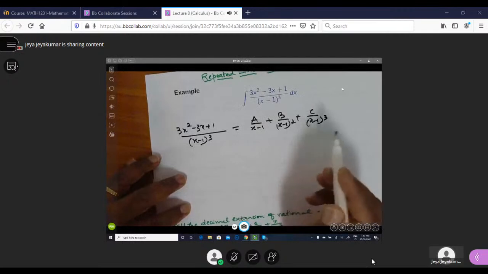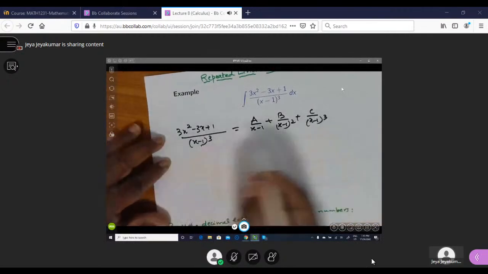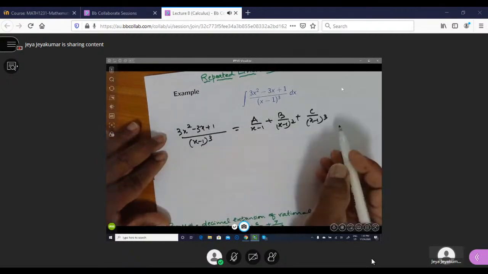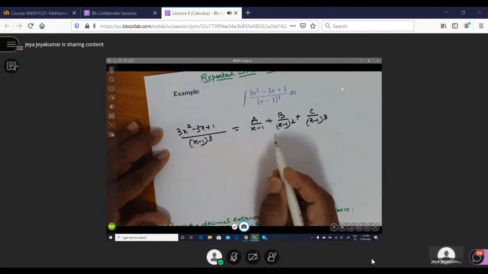The next question is, how do you find A, B, and C? Okay, the first thing is to just multiply by the denominator so that we get a polynomial, right?